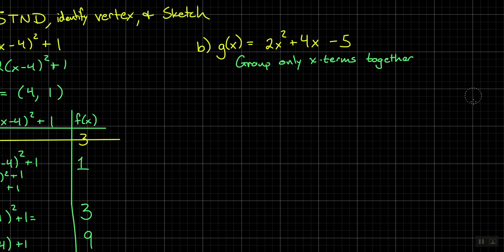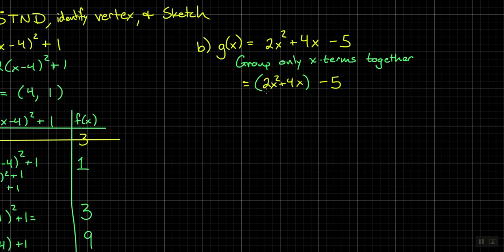Parentheses. Okay. I can add parentheses wherever I want. I want them around the x terms. We're going to get real crazy real fast. Check it out. I'm going to keep yellow if that's okay with you guys. G of x is now equal to 2x squared plus 4x minus 5. Notice the spacing. The x terms are together.